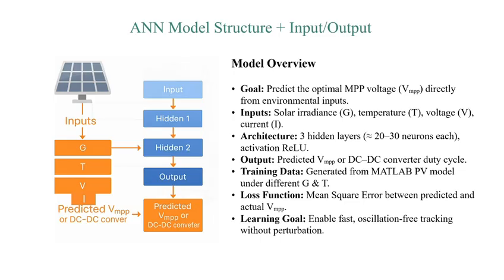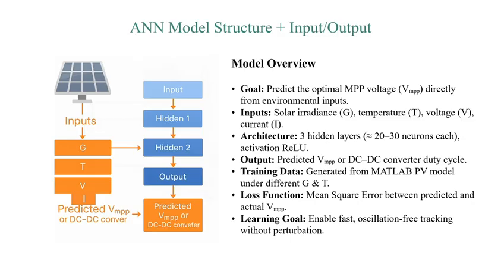Next, I'm going to talk about the ANN model structure plus the input and output. Here you can see the architecture of my proposed ANN-based MPPT controller. The goal is to predict the optimal MPP voltage directly from the environmental inputs. The inputs include solar irradiance, temperature, and PV voltage, while the output is either the predicted VMPP or the DC-DC converter duty ratio. I use 3 hidden layers with ReLU activation and train the network using data generated from MATLAB's PV model under different irradiance and temperature conditions. This allows the ANN to replace the traditional perturb and observe logic with a much faster data-driven prediction.